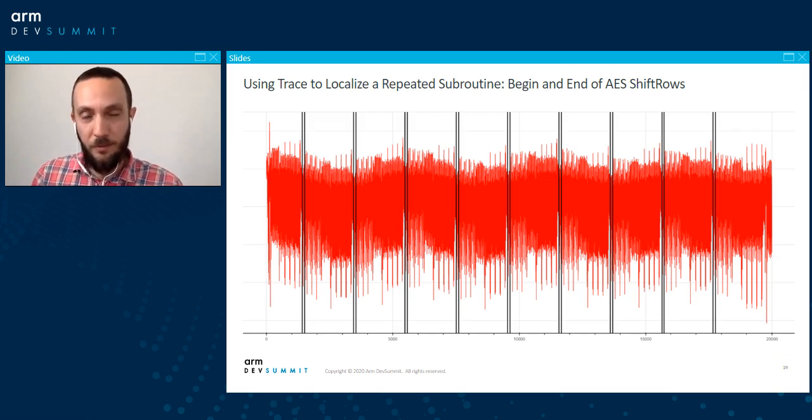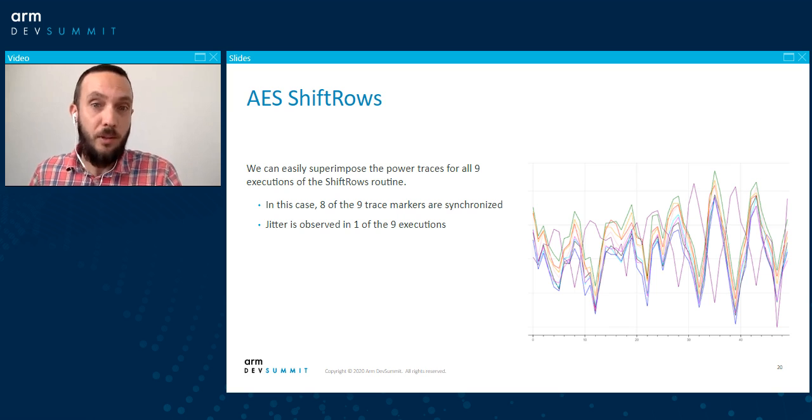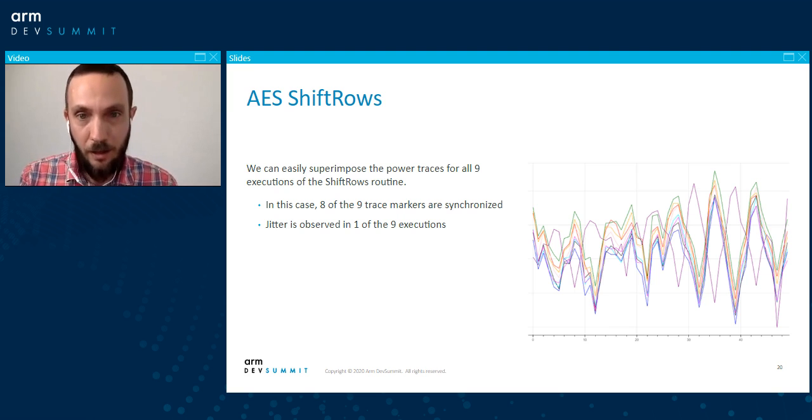There are 10 rounds, but there are actually 9 executions of the shift rows, so we could do different things from that. We could overlay all the different shift rows executions, because perhaps that's something we want to build our attack upon. You can see that 8 of the 9 traces are perfectly aligned, and one of the traces is shifted in time because of the jitter of the ETM packet, but that could be easily corrected in post-processing.